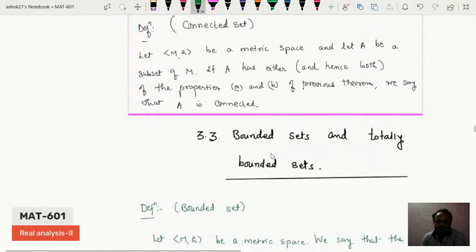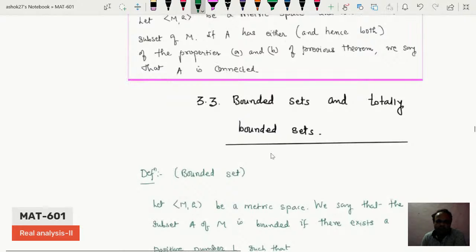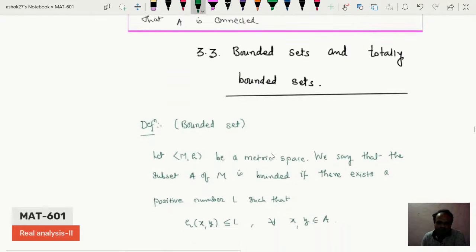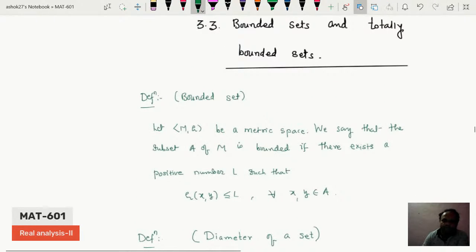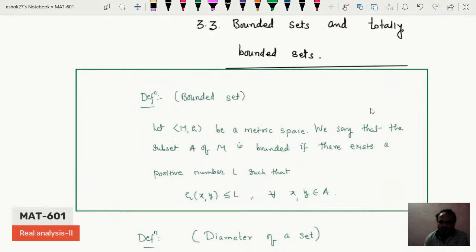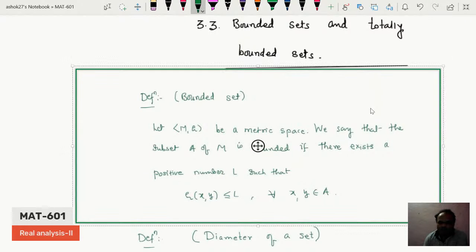So the next topic, that is 3.3, bounded sets and totally bounded sets. First, what is the definition of a bounded set? Let's suppose (M, rho) is a metric space. We say that the subset A of M is bounded if there exists a positive number L such that rho(x, y) is less than or equal to L for all x, y belonging to A.